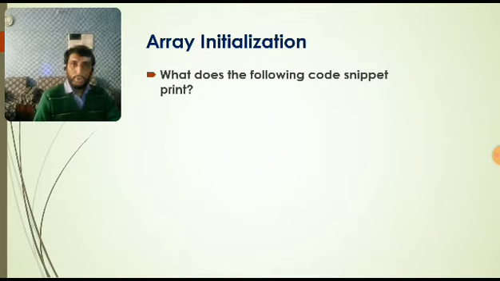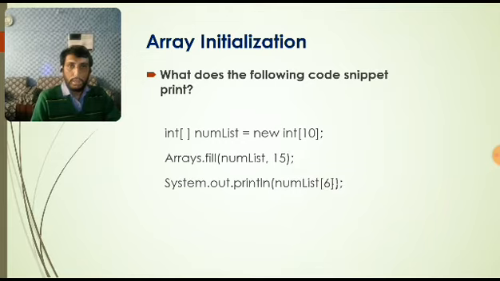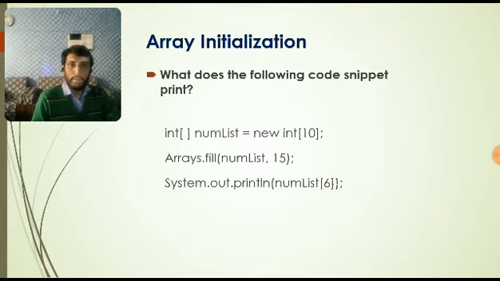What does the following code snippet print? numList = new int[10], Arrays.fill(numList, 15), and then look at this code and see what this code snippet will be printing.